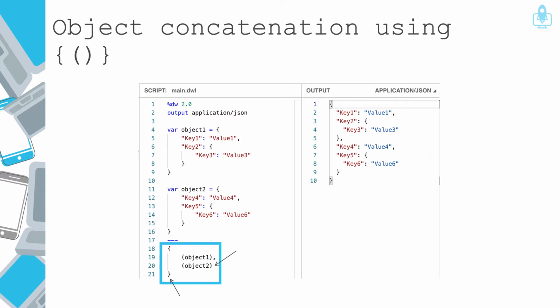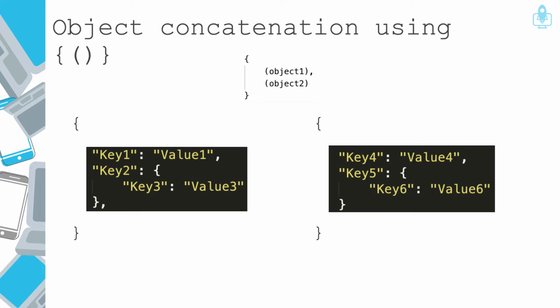Let me do that explanation step by step. Step 1. The parentheses destroy object 1 and object 2 into their key value pairs. This basically means get rid of the outer curly brackets that are surrounding the 2 objects. There. Now we only have key value pairs that don't belong in any object. Of course, we wouldn't be able to see that in code because you can't have key value pairs that don't belong to any object.